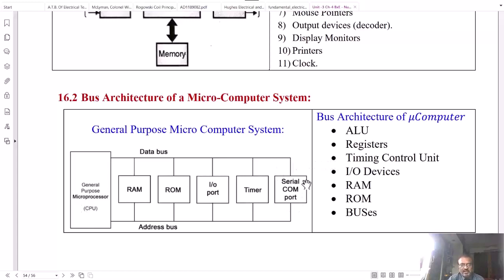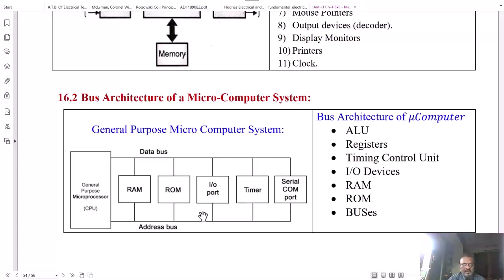The additional input output block that is used for communication is the serial communication port. In this serial communication port, the data generated by the microprocessor system can be sent serially, one bit at a time over the single line.